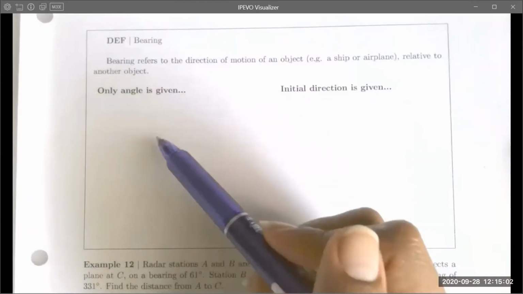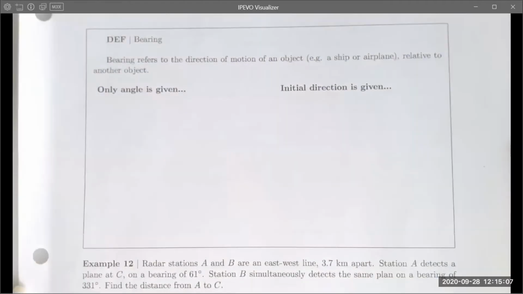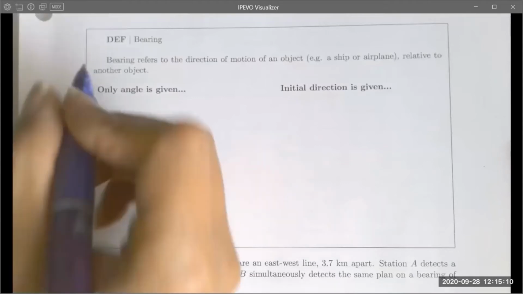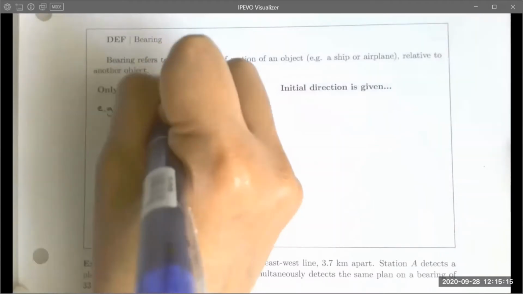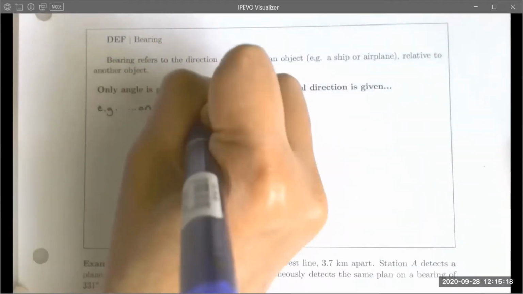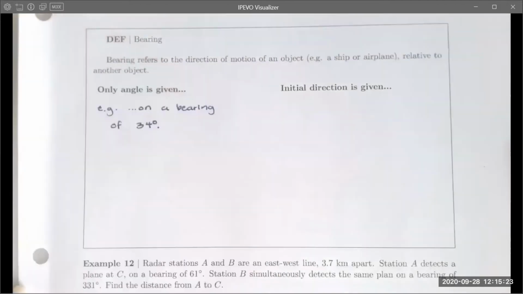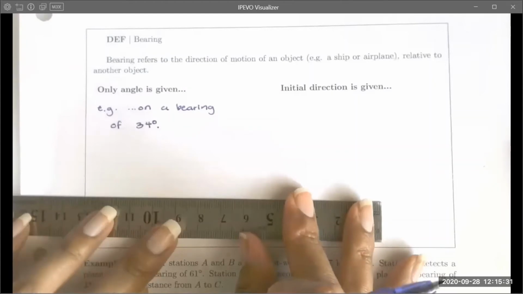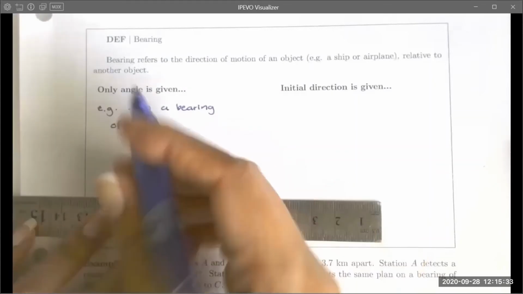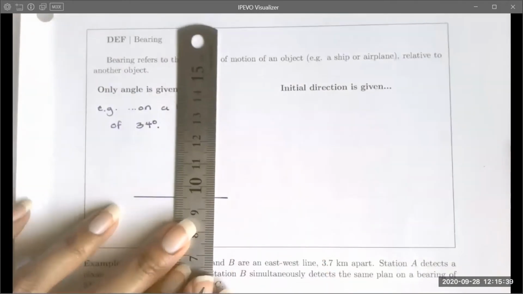Now, there are two ways that they can give you the bearing of a moving object. If only the angle is given. So for instance, let's say that they give you some description and then they say on a bearing of 34 degrees, let's say. Now they only give you the angle. What's to be understood from that is that you're starting, you're moving away in a clockwise direction from the north direction. So let me draw the four directions.